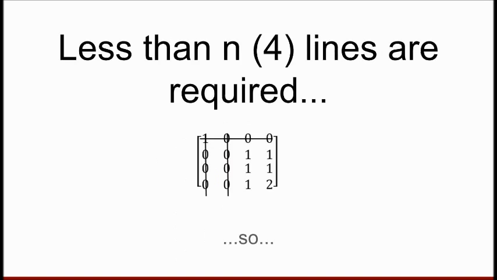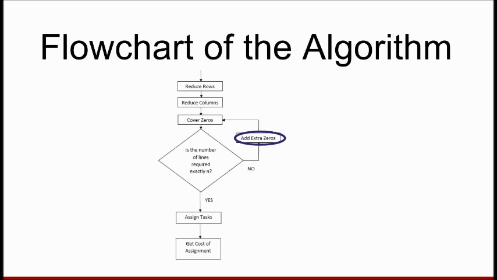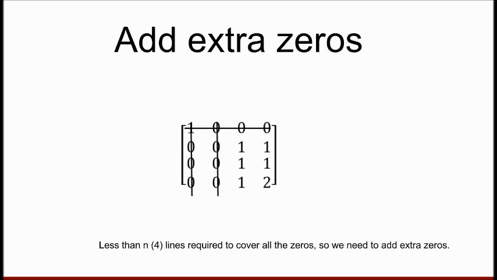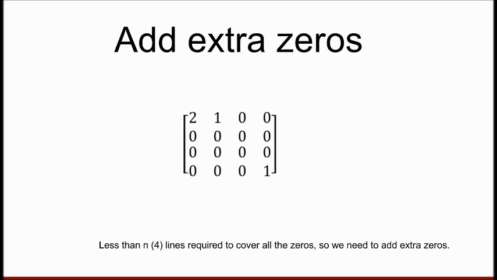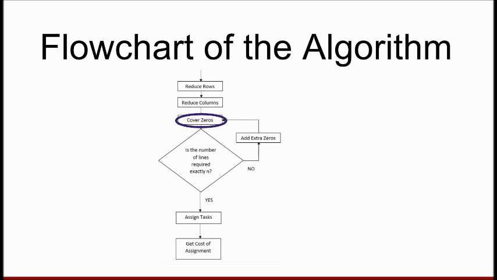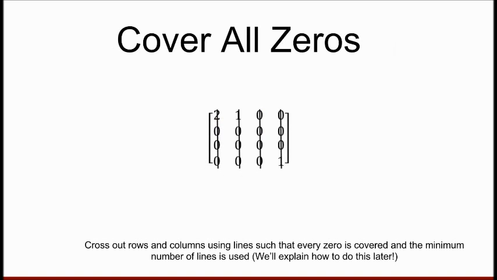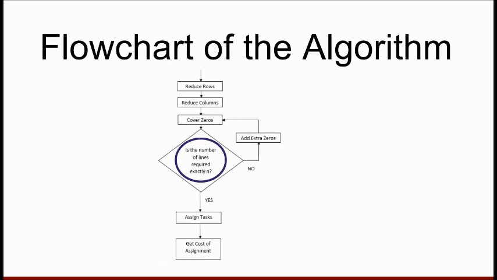However, this is still less than 4, so we once again go to the add extra zero step, and this time when we go through the same 4 sub-steps, it produces this result. Now, when we try to cover all the zeros, we find that it's not possible to do it with less than 4 lines. Therefore, we can now go ahead and assign tasks.